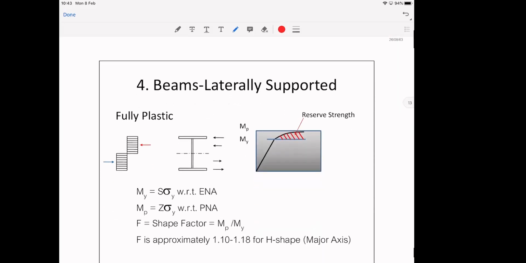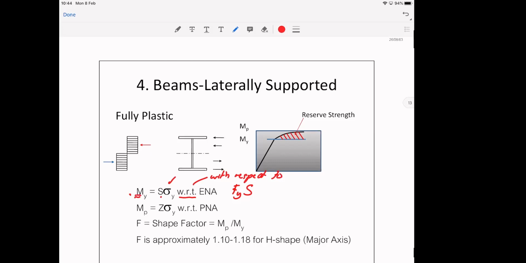Okay, and the summary is that if we talk about My, that's the first yield. This is equal to Fy times sigma, or the same as Fy multiplied by the elastic section modulus. This My is with respect to the elastic neutral axis. That stands for with respect to the elastic neutral axis.